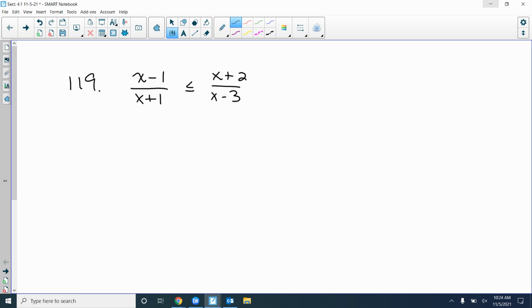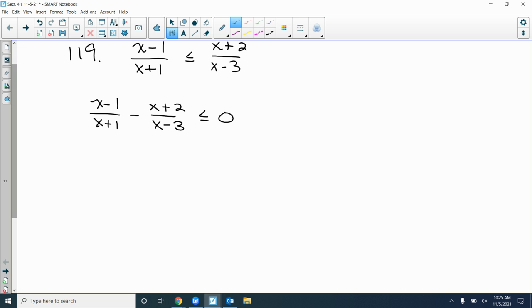We didn't do one that was probably quite this complex yesterday, but we did one that at least started this way. What do I need to do with at least one of these? I'm going to move this one over the other side and get one side to be 0. So I get (x minus 1)/(x plus 1) minus (x plus 2)/(x minus 3) less than or equal to 0.